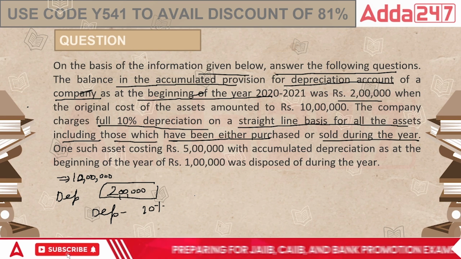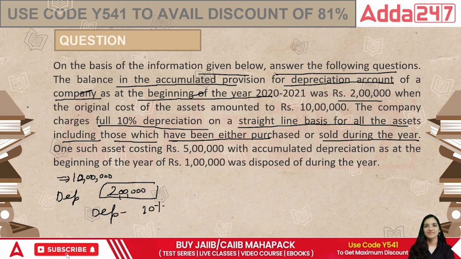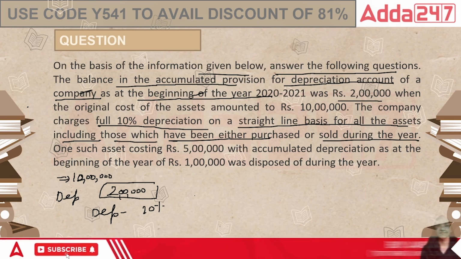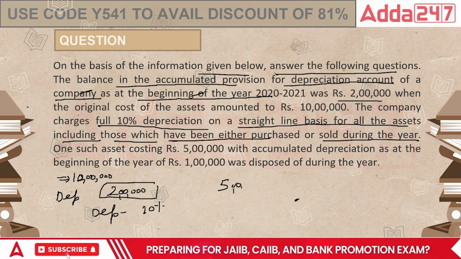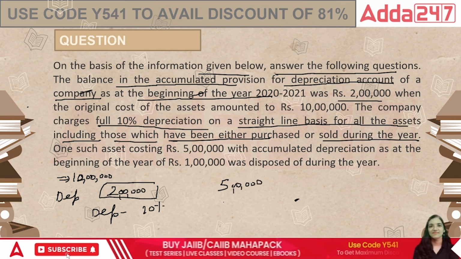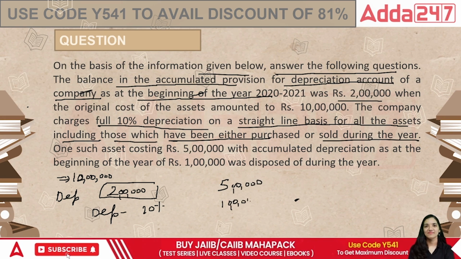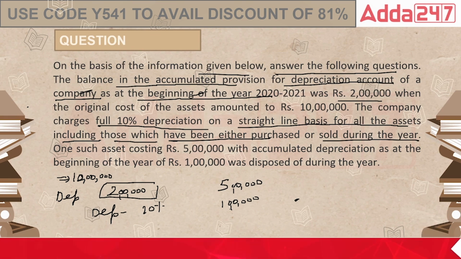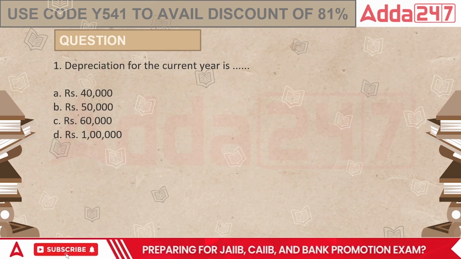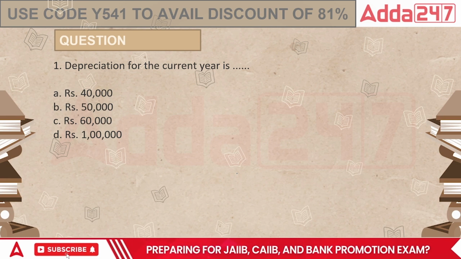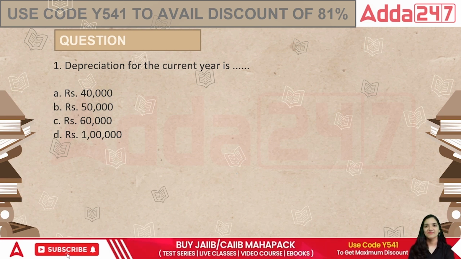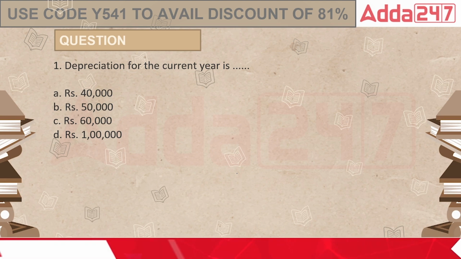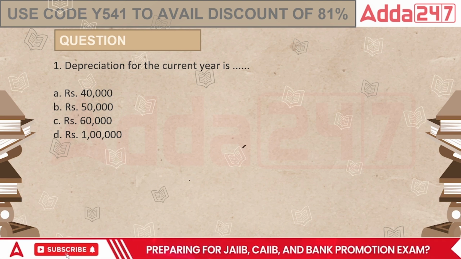One such asset costing rupees 5 lakh with accumulated depreciation. There was a particular asset which was bought for rupees 5 lakh. The depreciation on it was 1 lakh rupees and it's disposed of during the year, right? The depreciation for the current year would be what? 40,000, 50,000, 60,000, or 1 lakh.